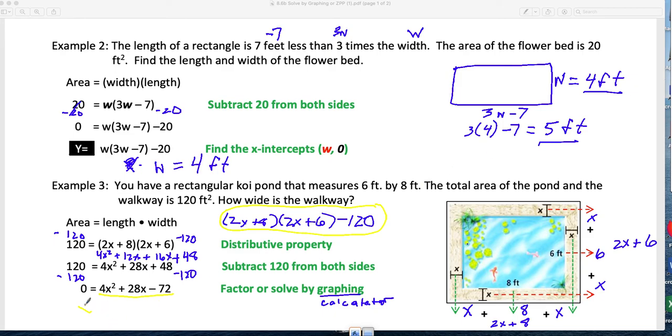All right, they give me x is equal to 2. That's what I was solving for, was x. My units are feet. The area was square feet. My width of my walkway is just going to be 2 feet.